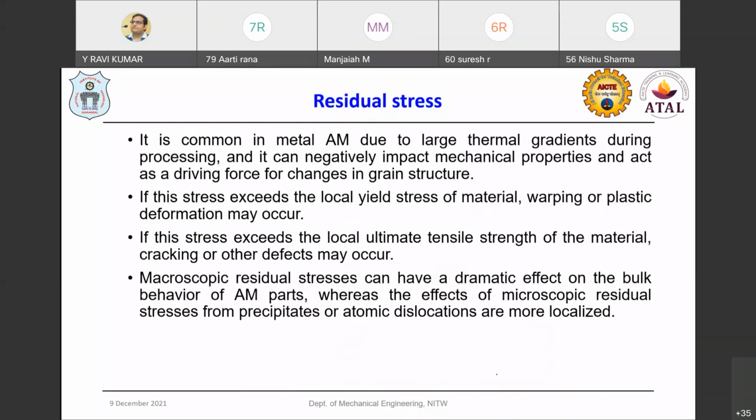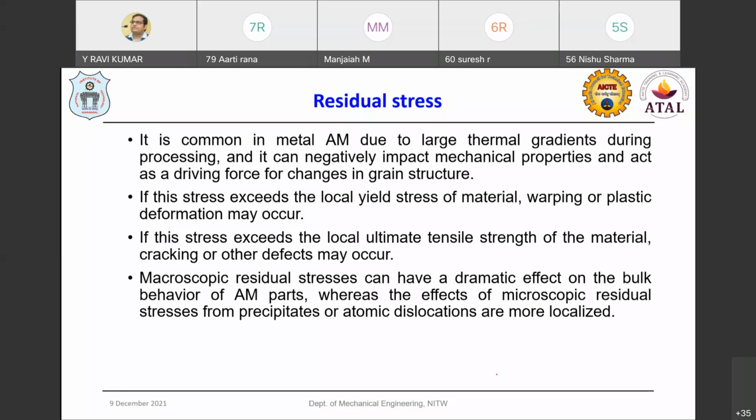And if the stresses exceed the local yield stress of the material, then metal warping or plastic deformation is going to take place in the printed parts. Even if the stresses exceed the local ultimate strength of the material, then cracking or delamination defects are going to occur in the fabricated component.